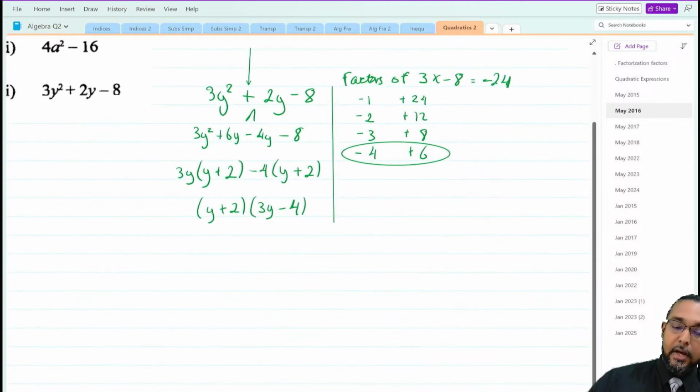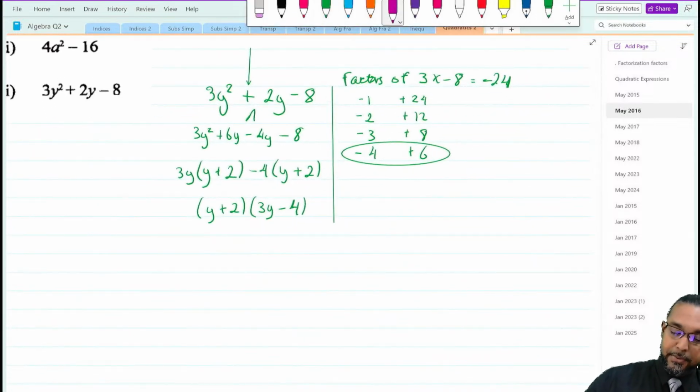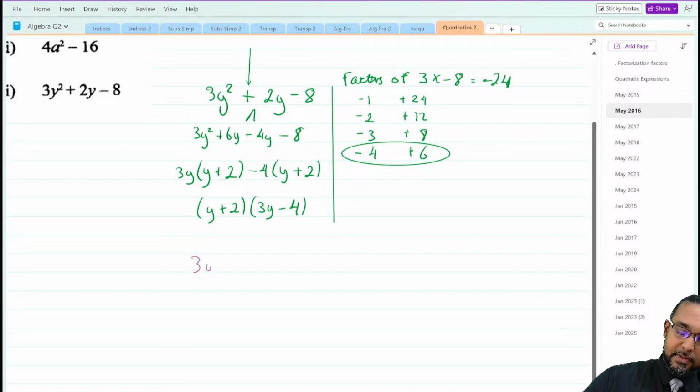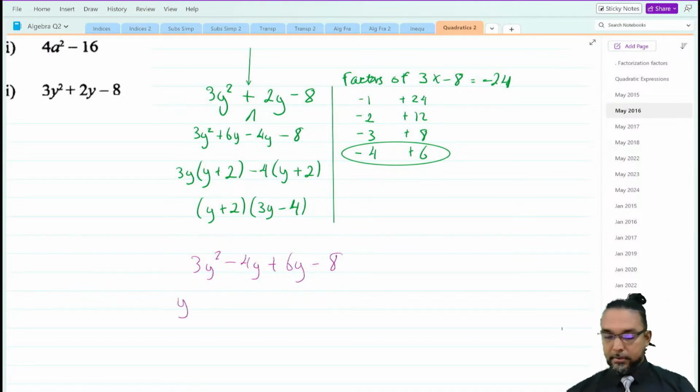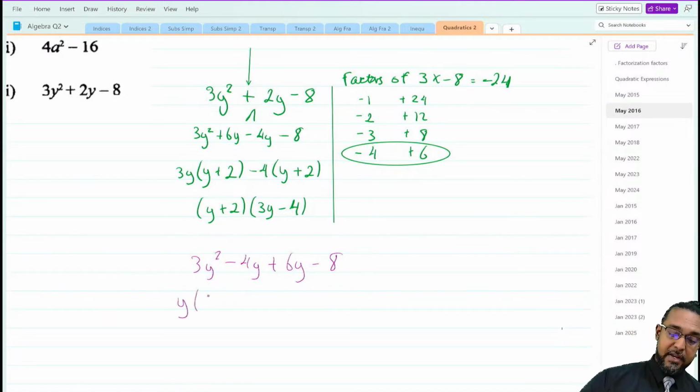Right? And like I said, what I promised I would do is I would show you the other way as well. If instead we put the minus 4 in the front and the 6 to the back, check it. If we did it this way, between 3y squared and minus 4y, y is the only common factor. All right? When we divide, it is going to get 3y minus 4.